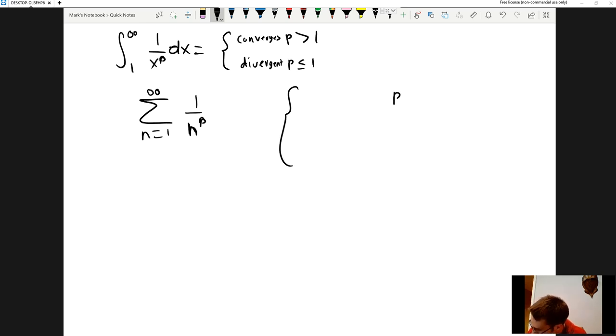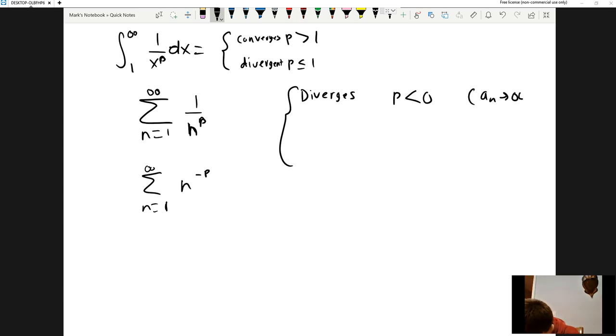If p is less than 0, that means that we have a negative exponent. Then notice this actually looks like n raised to some positive number. And if we think about large values of n, n raised to a positive number is going to be very large. And so the terms would be going to infinity. And if the individual terms that we're adding up go to infinity, then we would conclude based on the nth term test that this diverges. All right, so if p is less than 0, a_n goes to infinity, which definitely means that this diverges.